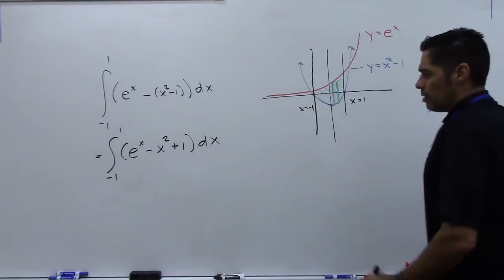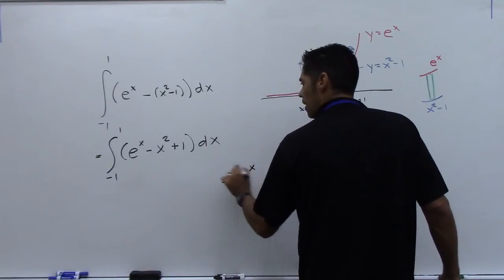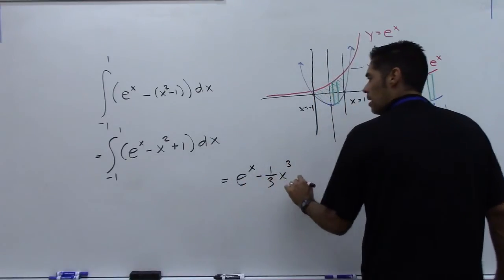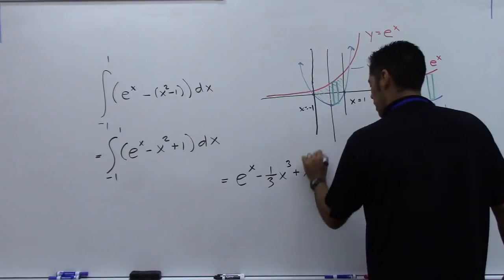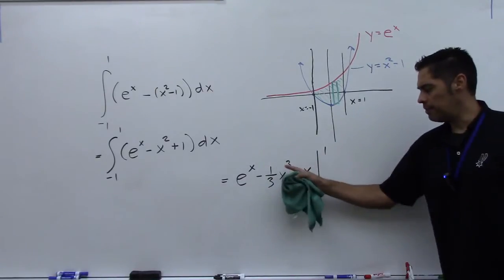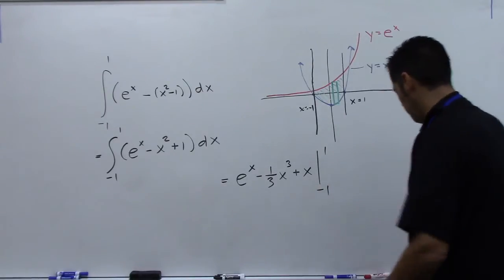And now I'll go ahead and integrate this. The antiderivative of e to the x is itself. The antiderivative of negative x squared is negative 1/3 x cubed. The antiderivative of 1 is x. I evaluate from negative 1 to 1. So plug in 1, figure out what you get, and then plug in negative 1, figure out what you get, subtract the 2, and you're done.